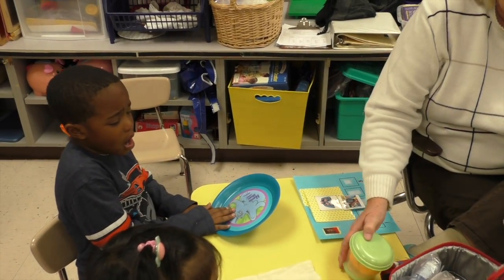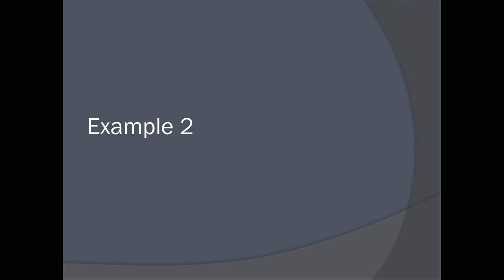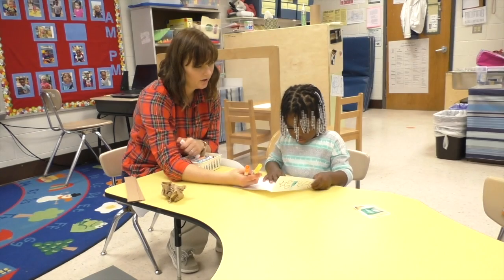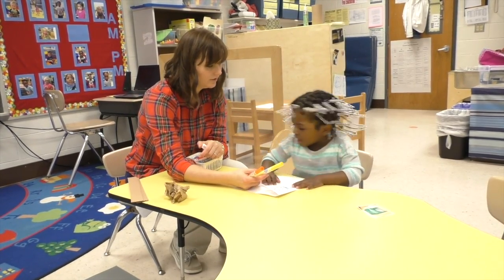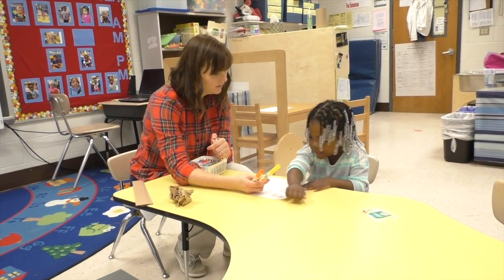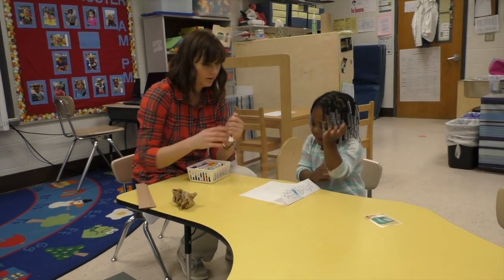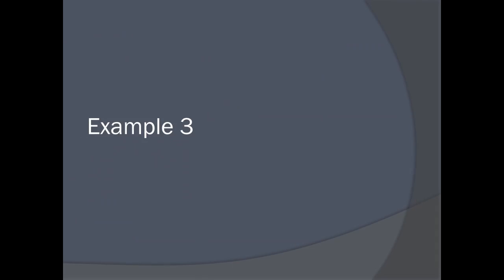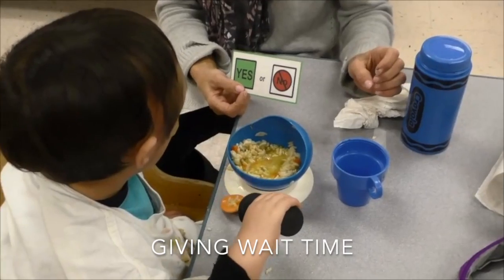I have oranges. No. Color the star. Do you want yellow or orange? Say no thank you. No thank you. Okay. Pizza. That's yummy. I got this spot.